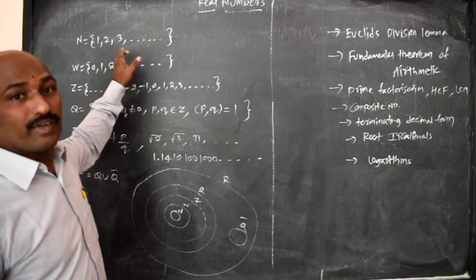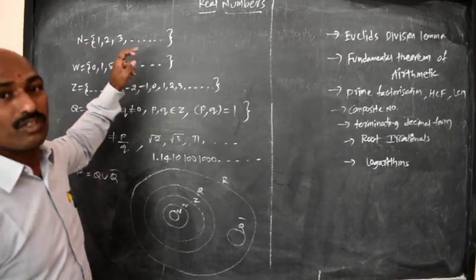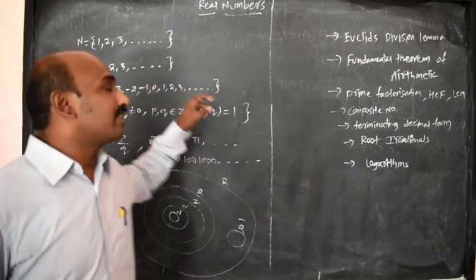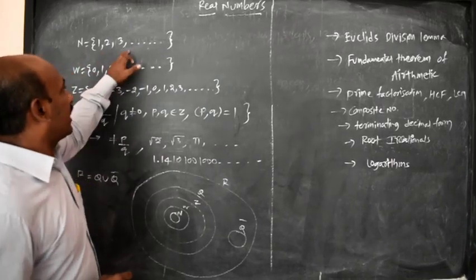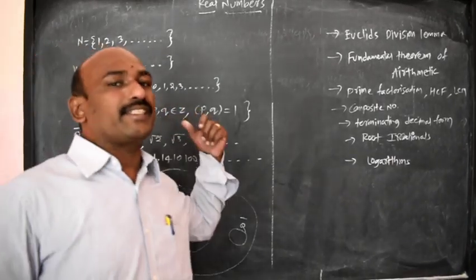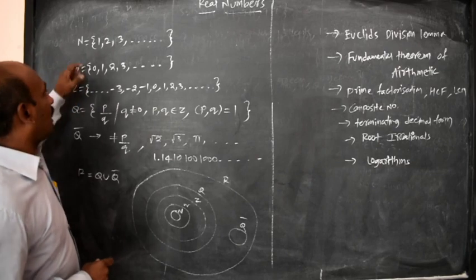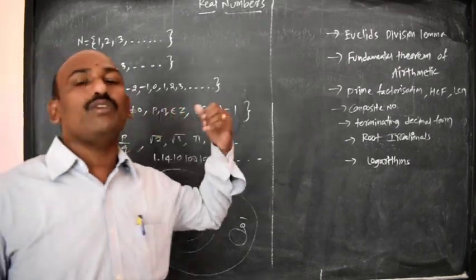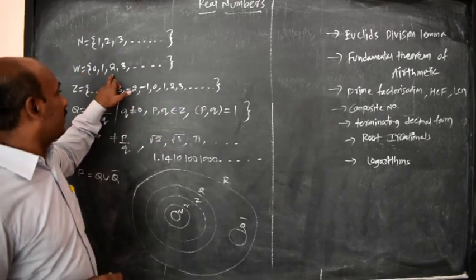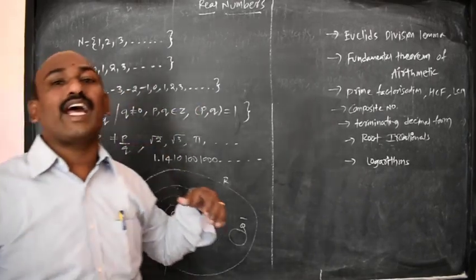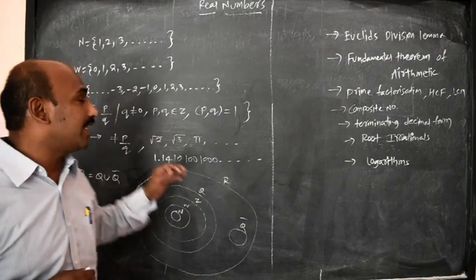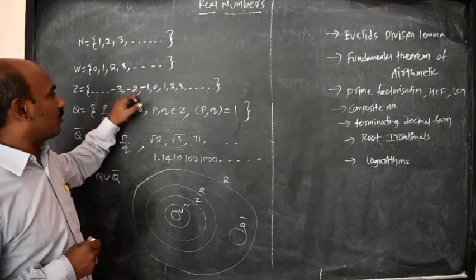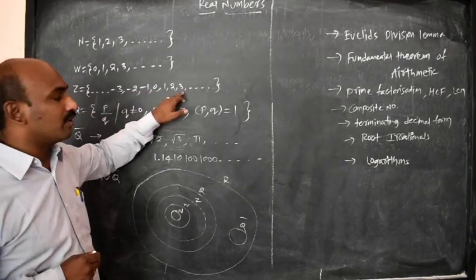First, if you know counting numbers, those are the natural numbers 1, 2, 3, and so on, and sets we can write in braces, and the dots mean that it is an infinite set. After 1, 2, 3, if we add 0 to those natural numbers, then it becomes the whole numbers. And if you add negative numbers to the whole numbers, then it becomes the integer set: minus 1, minus 2, minus 3, and so on, and 0, 1, 2, 3, and so on.